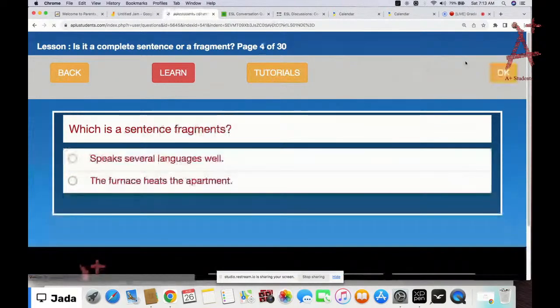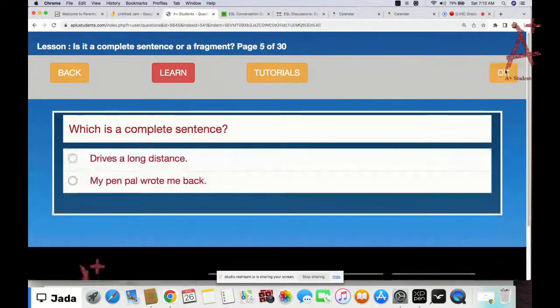All right, so we have which is a sentence fragment. Speaks several languages well. The furnace heats the apartment. So now when you say speaks several languages well, that's a sentence fragment because we do not know who speaks the languages well. It just says speaks several languages well. So yeah, that's a sentence fragment because of course, who speaks the language well? We have no idea. Okay? So it's going to be speaks several languages well. That is a sentence fragment.